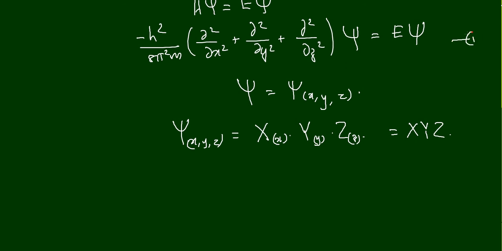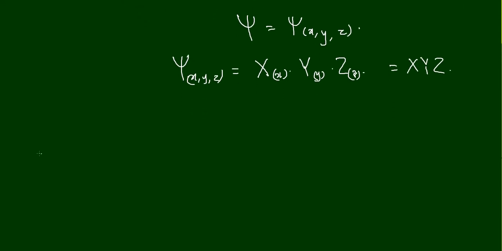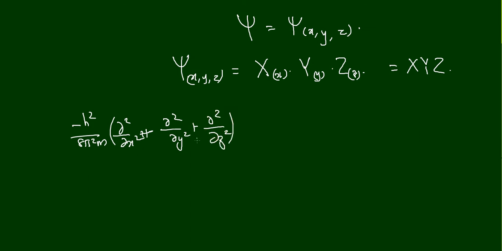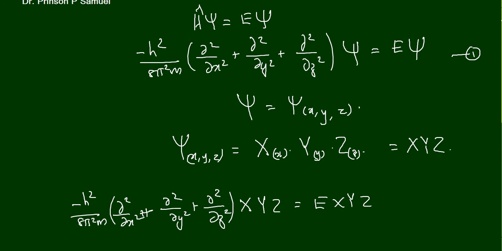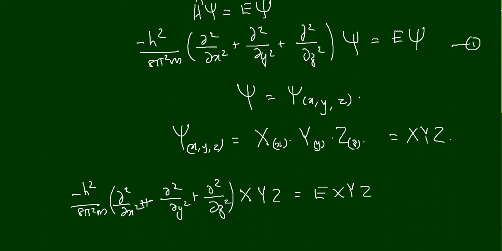I am going to substitute this in our equation, the Schrodinger wave equation. Let me call this equation 1. Substituting for psi, I get minus h square divided by 8 pi square m, into dou square by dou x square plus dou square by dou y square plus dou square by dou z square, acting on XYZ, is equal to E XYZ. Instead of psi, I just wrote XYZ.